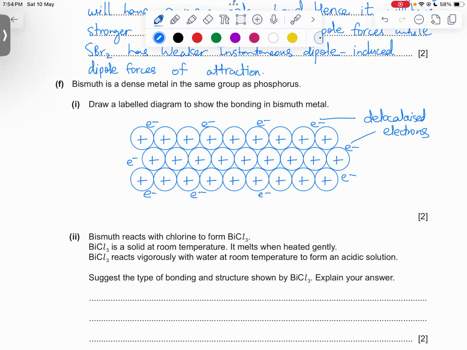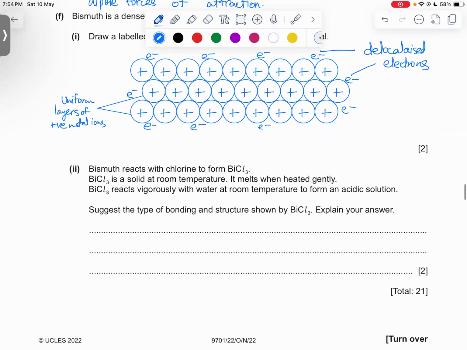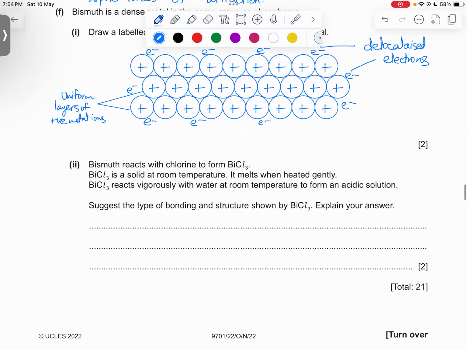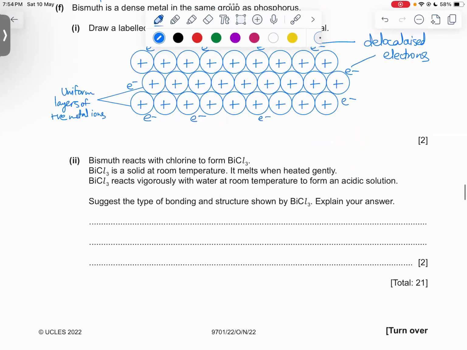And these are uniform layers of positive metal ions. So uniform layers of metal ions surrounded by a sea of delocalized electrons. That is how you draw the delocalized electrons.